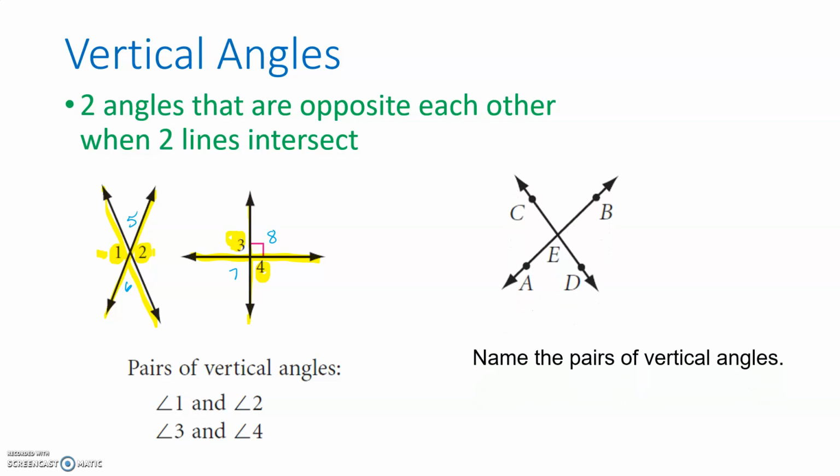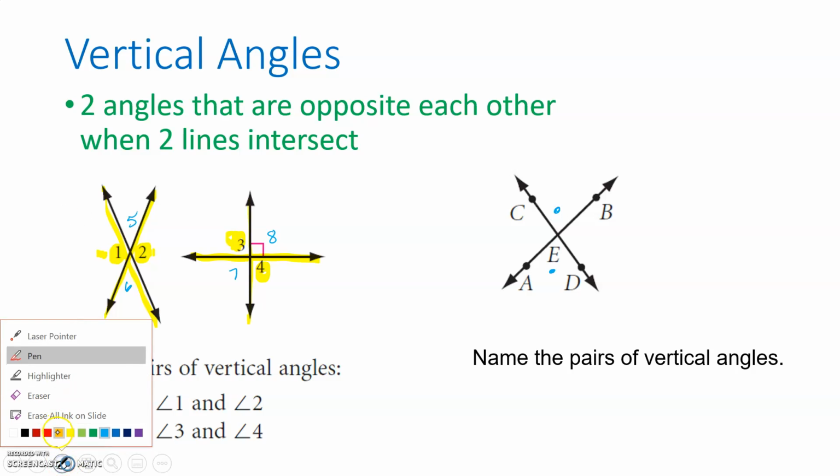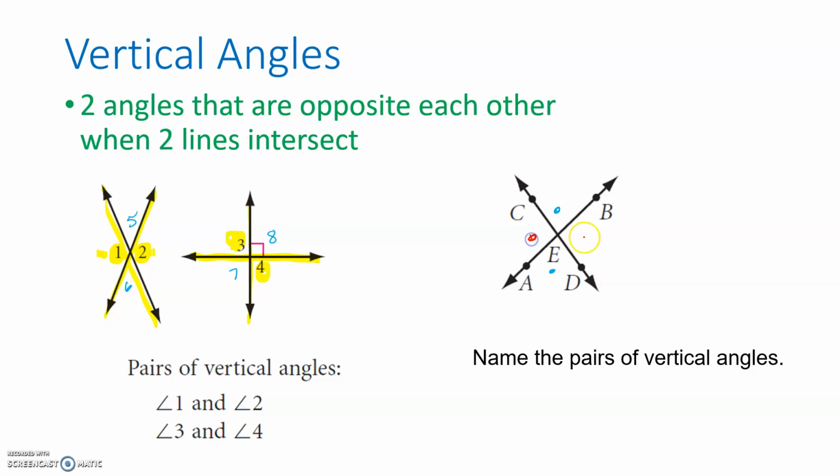Okay, here it says name the pairs of vertical angles. So they are this one and this one. So then if I change my color, this one and this one. So those are the pairs of vertical angles, and here they're just named with letters.